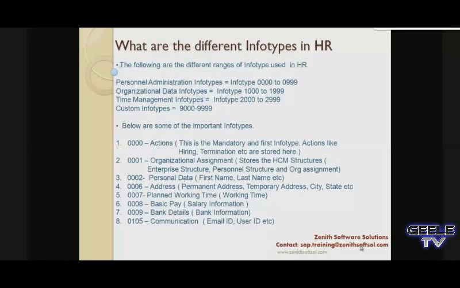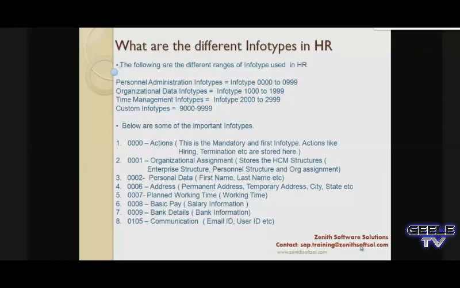The second one is 0001, or we say info type 1. Info type 1's name is organizational assignment. What does this info type store? This info type stores the enterprise structure, personnel structure and organizational assignment, or I would say the organizational plan. As you might know from the previous lectures, we talked about enterprise structure, personnel structure and organizational structure. So these three structures will be stored in info type 1, which is organizational assignment.